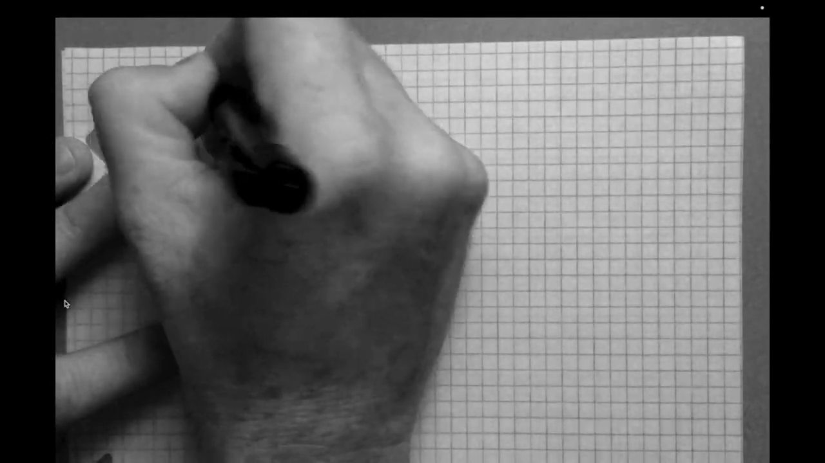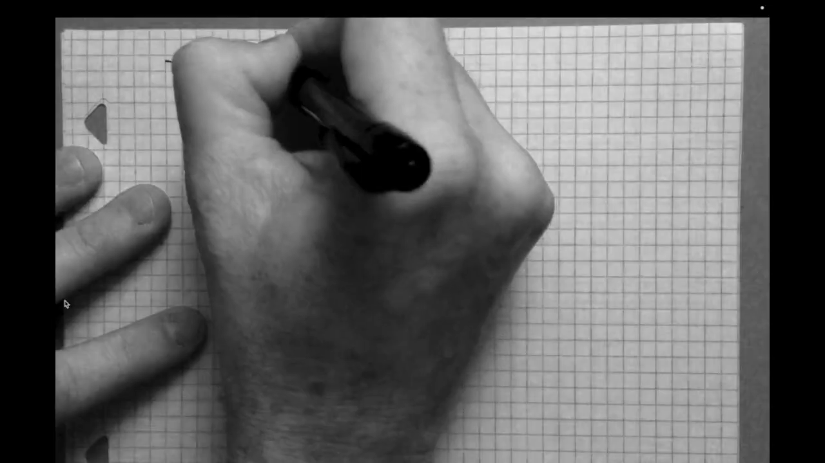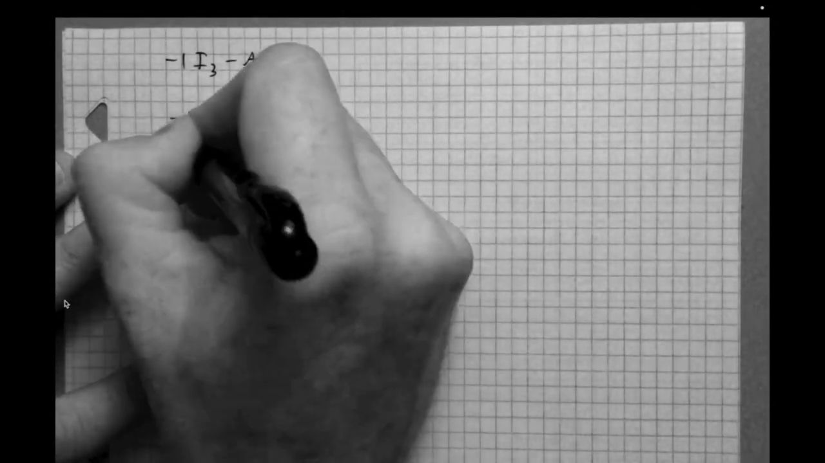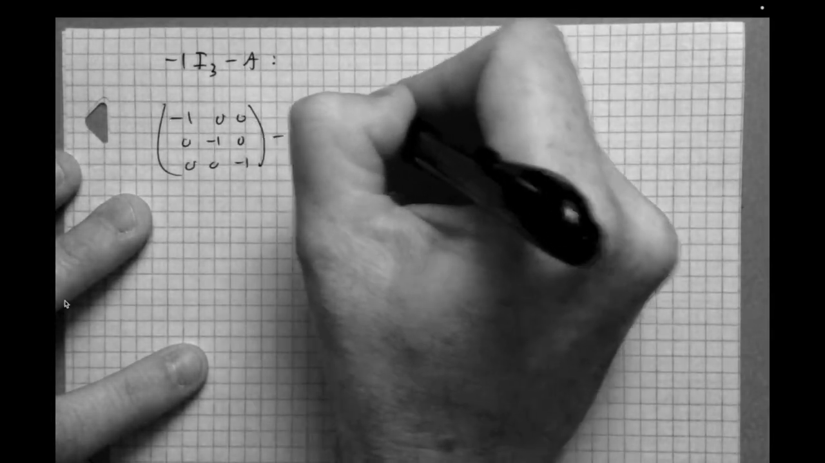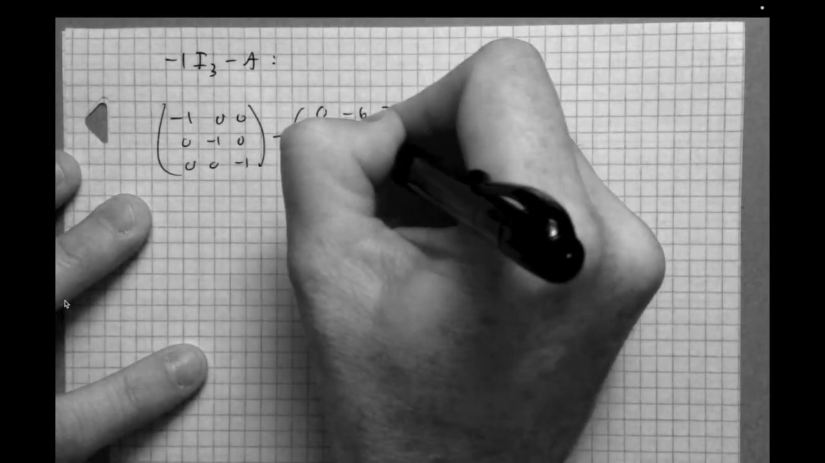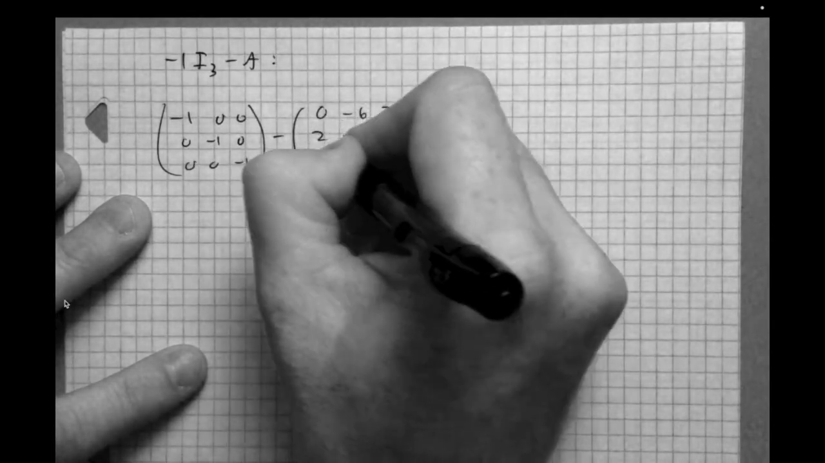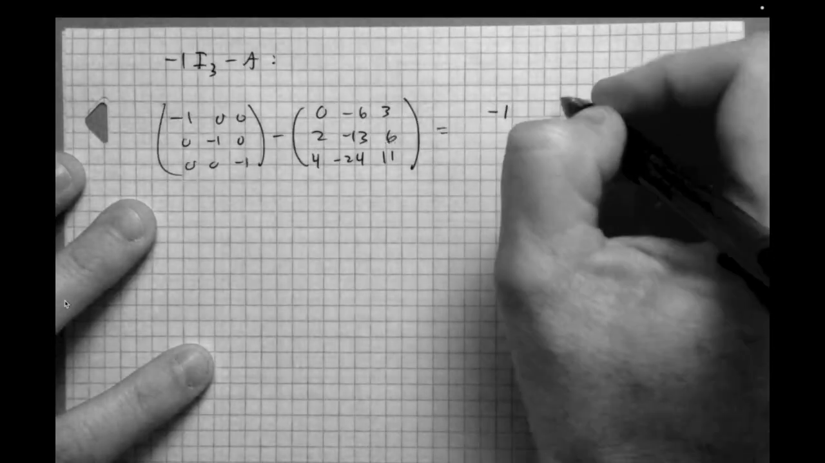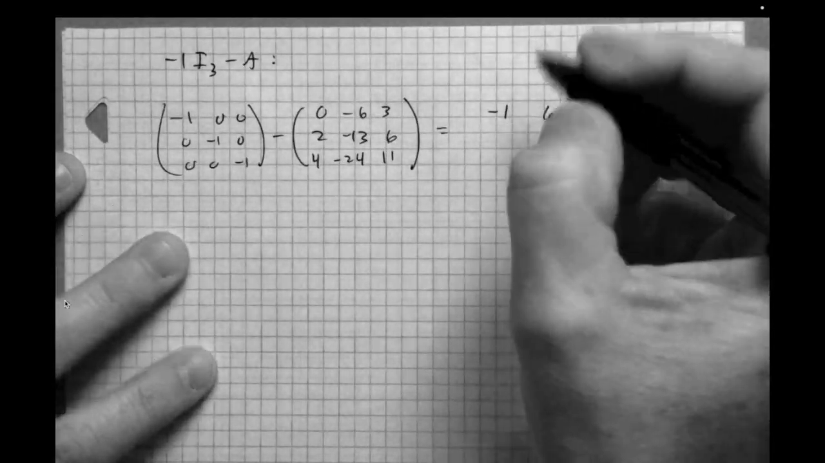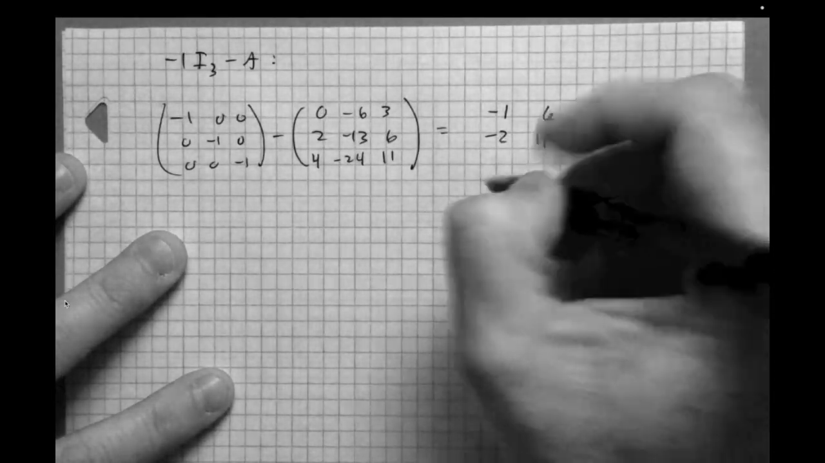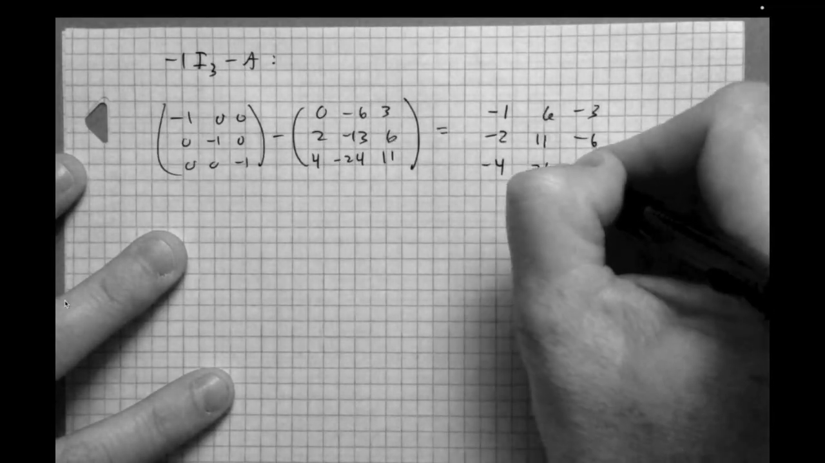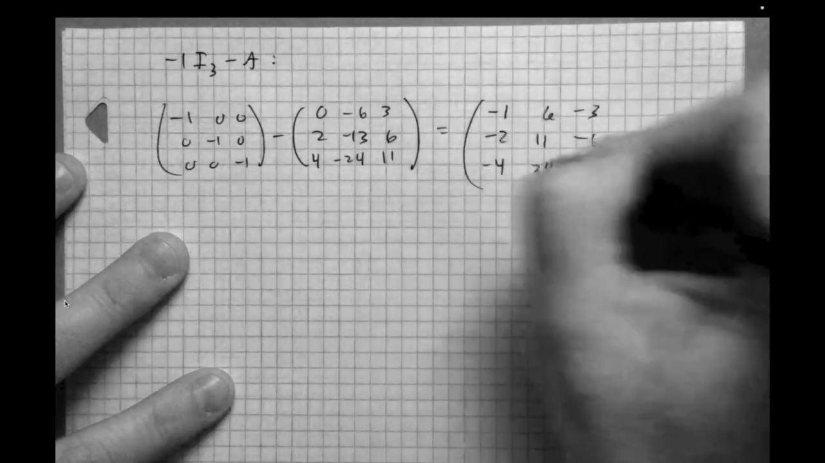Okay, so -1 times I3 minus A. Well, first we got to calculate that. So that's -1, 0, 0, 0, -1, 0, 0, 0, -1, minus the A matrix, which was 0, -6, 3, 2, -13, 6, 4, -24, 11. Okay, and so when we go through this, we'll get what? -1, 6, -3, -2, 11, -6, and then -4, 24, -12.